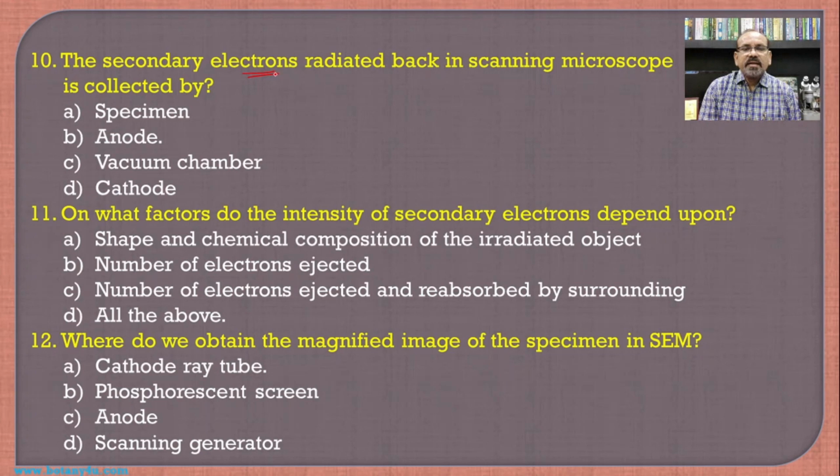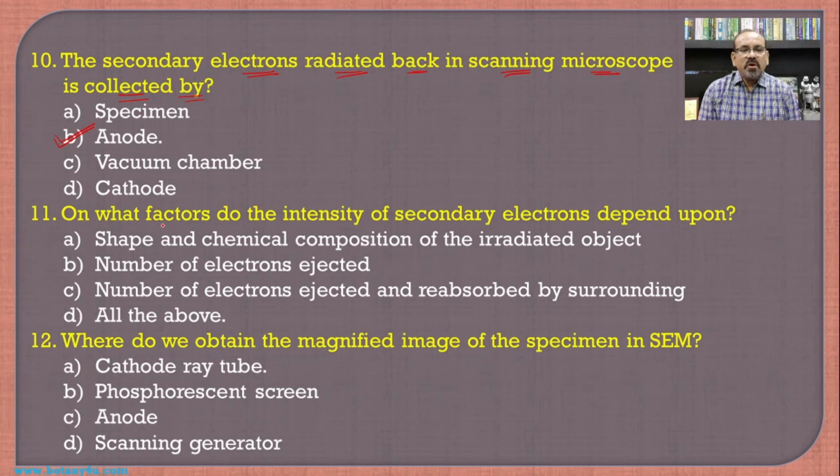The secondary electrons radiated back in scanning electron microscope are collected by what? When the electron beam passes through, at that time some of the electrons are radiated back, and they are known as the secondary electrons. Usually these secondary electrons are collected by the anode, hence it is the answer.